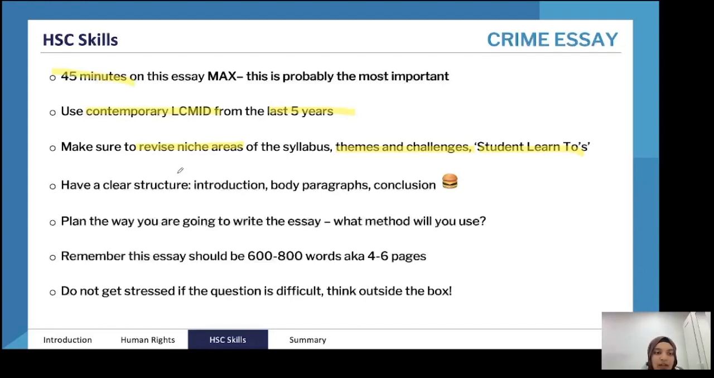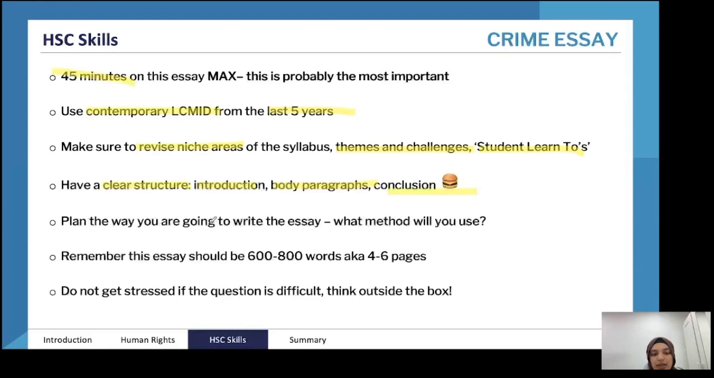Next up is to make sure that you have a clear structure, right? So have an introduction, have your body paragraphs, and have your conclusion. Have that structure set, because essentially it will help you with one of the points, which is to have a sustained, logical, and cohesive response. And this is throughout both your crime essay as well as your options essays for the two options that you're going to be doing.